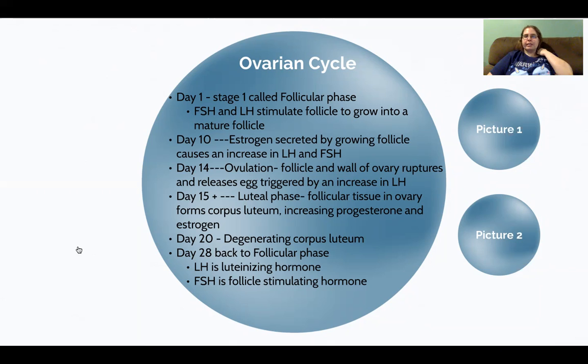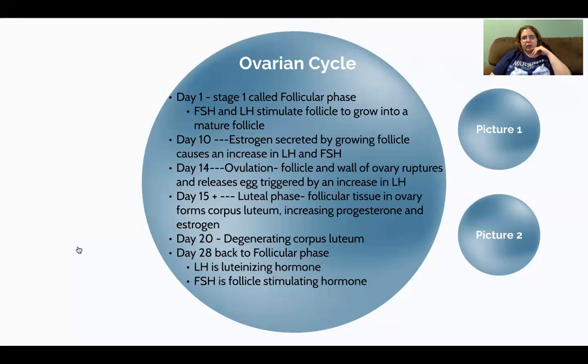Around day 14 is when ovulation occurs. So the follicle and the wall of the ovary will actually rupture and it'll push the egg out. And the reason why it does this is because of the increase in the luteinizing hormone. So the amount of LH reaches a certain point, it causes the follicle to push into the wall of the ovary, and then it pushes the egg out.